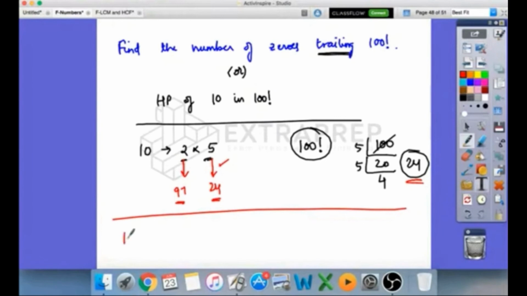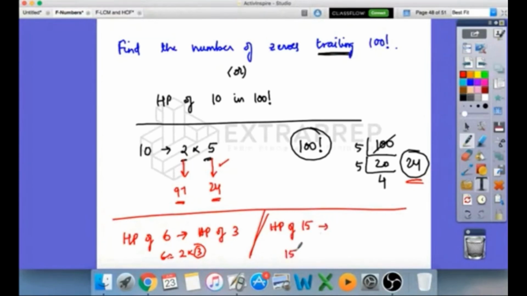Now if I ask you a question like this, what is the highest power of 6? What do we do? 6 is equal to 2 into 3. Because 3 is a larger number, it will have lower number of possibilities. So if you calculate the highest power of 3, you will get your answer. Is that understood? Similarly, if I ask you to find the highest power of 15, we understand that 15 is equal to 3 into 5. Which will have lower number of possibilities? 5. So to get the highest power of 15, you should calculate the highest power of 5. That's how you get the answers.